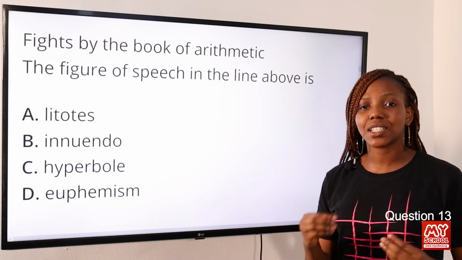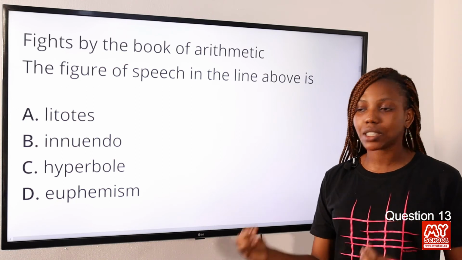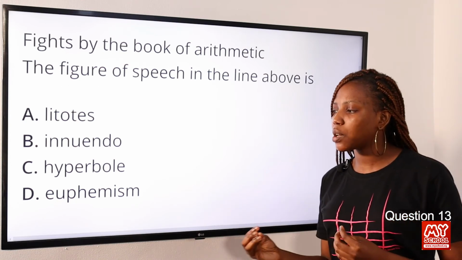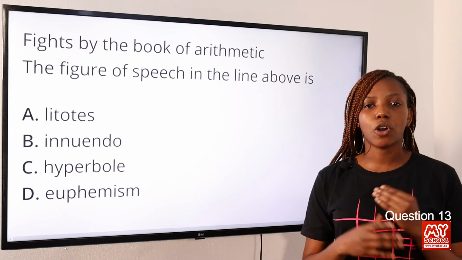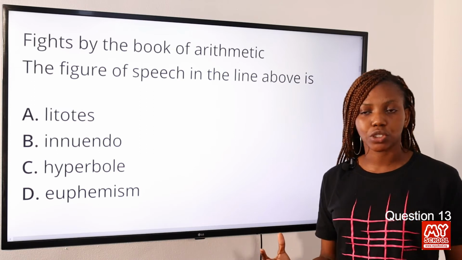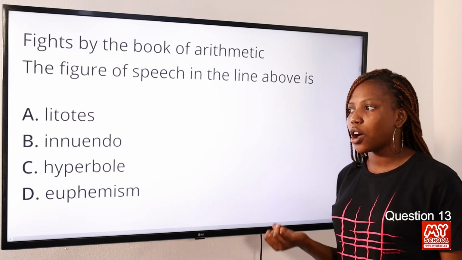Option A, litotes, simply means ironic understatement. Hyperbole simply means exaggeration. And euphemism is describing an unpleasant situation using a pleasant expression. So the answer to this question is option B, innuendo.